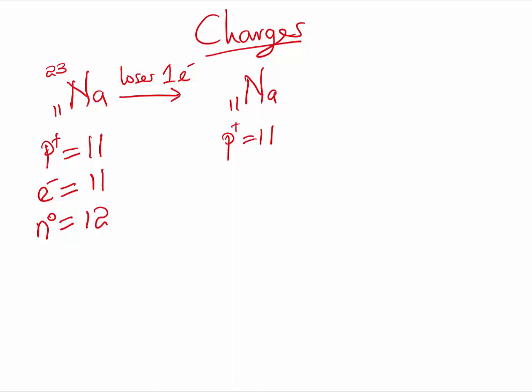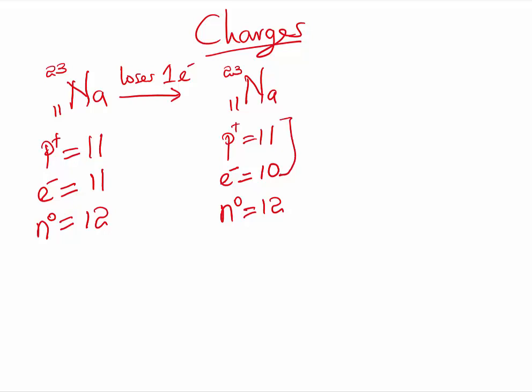But it has lost one electron, so now it has only 10 electrons. And the number of neutrons will remain unchanged because nothing is happening to neutrons. In chemistry, only electrons participate. The protons do not participate. The neutrons do not participate in conventional chemical reactions. The neutrons only participate in nuclear reactions. So, since the number of protons and the number of neutrons remain unchanged, that means the mass number will remain 23.